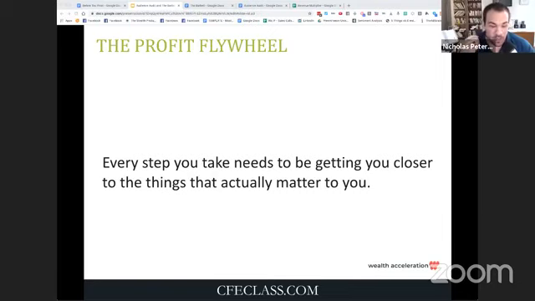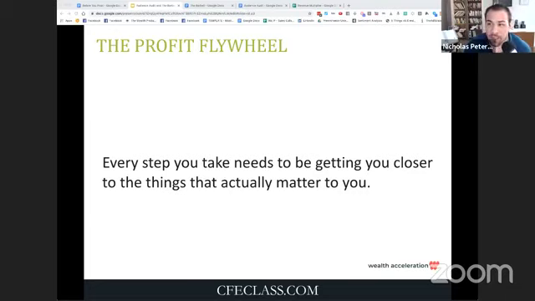But if you're trying to fund your daughter's college tuition, if you're trying to retire, if you're trying to get more time back for yourself, you want to sleep better at night, you want to take your family on vacation, all these things that your business should be funding, the profit flywheel is the methodology we put together to make sure that every step is getting you closer to the things that actually matter.